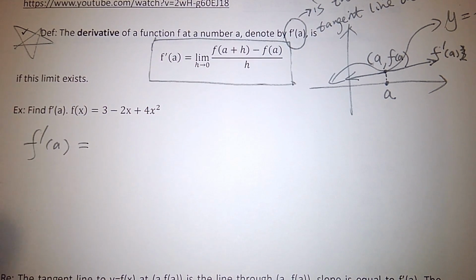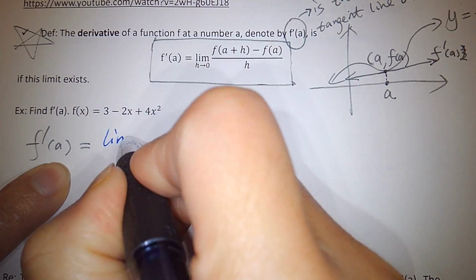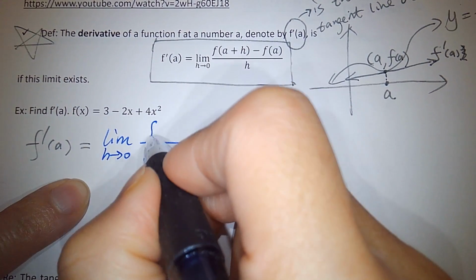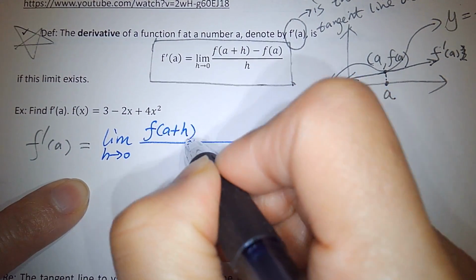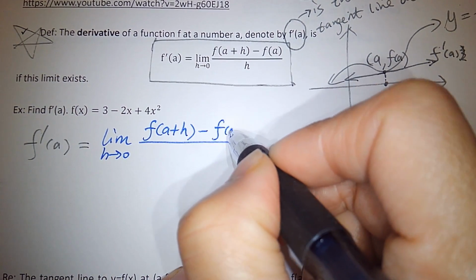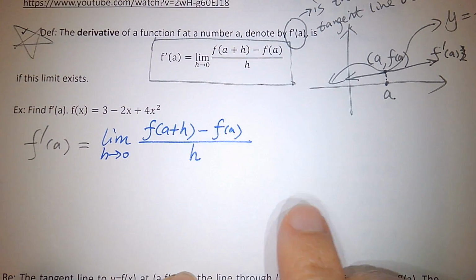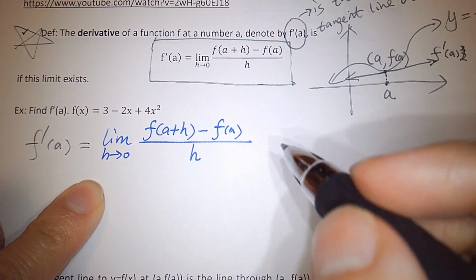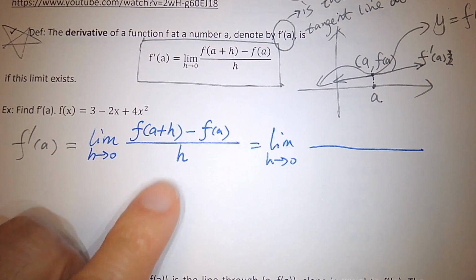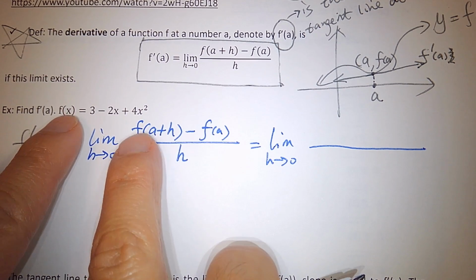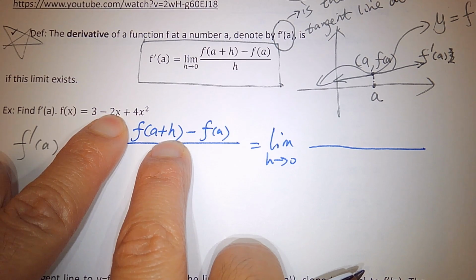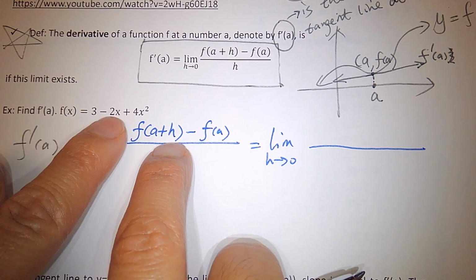Yes, you can. So f prime of a is defined by the limit, when h approaches 0, of f of a plus h minus f of a, divided by h. So let's plug in this. What is f of a plus h? Replace every x by a plus h in this function f.